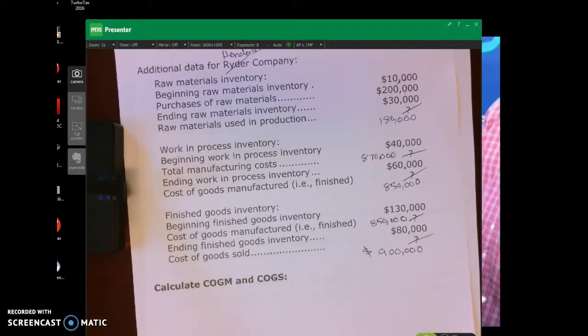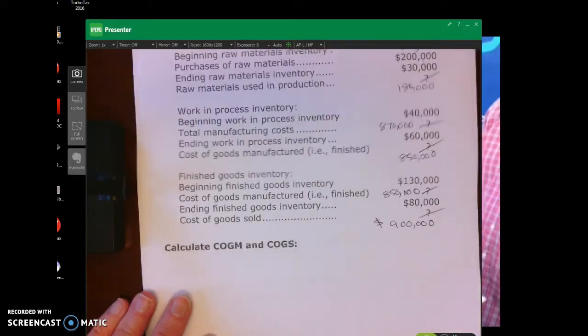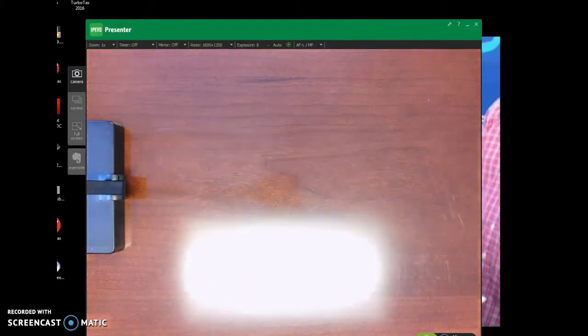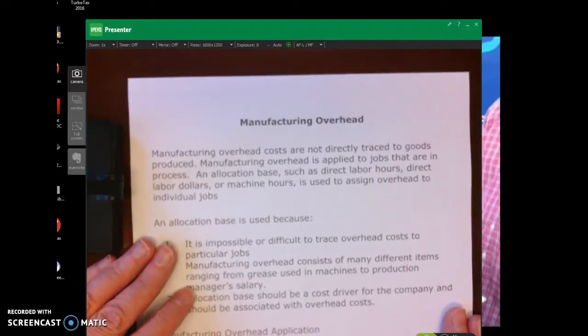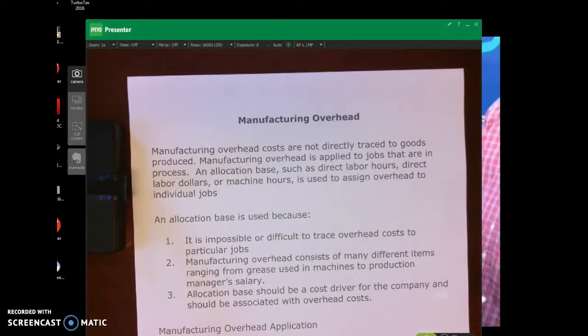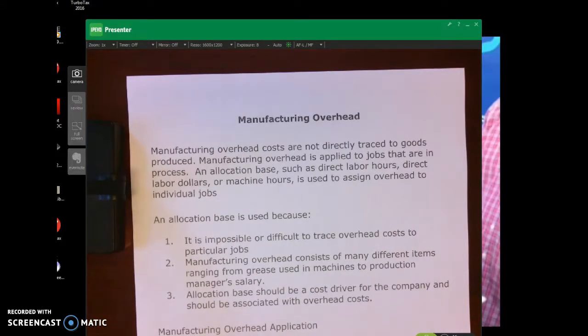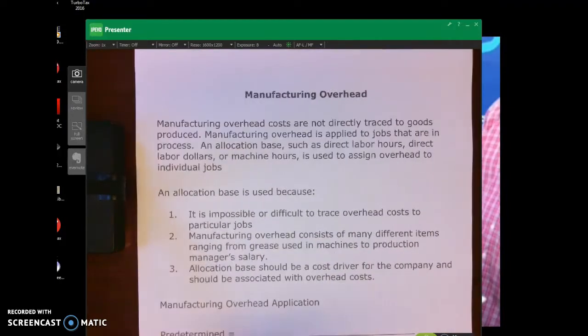Okay? So that was just a quick problem there. Let's go ahead and talk about manufacturing overhead now. So we say over here that manufacturing overhead is an indirect cost, and that's what it's saying right up here, that you're not going to directly trace manufacturing overhead to the goods that we produce. It's an indirect cost. Okay? And so what we actually have to do with manufacturing overhead is apply it.